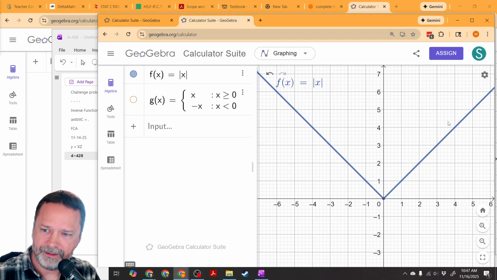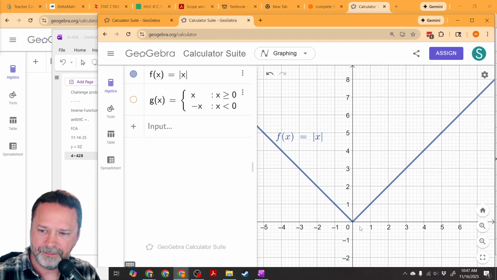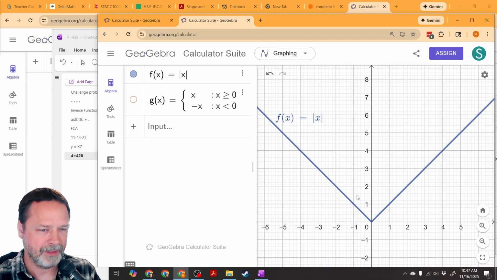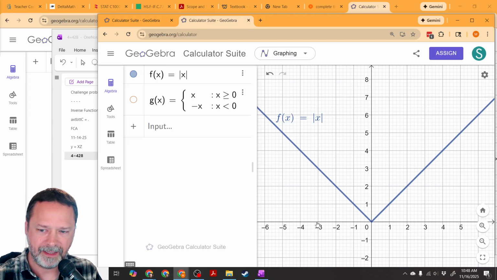Okay, so there it is. It is a V. It's pretty much y equals x going this way, and it's y equals negative x going this way. And why is that? Well, because an absolute value is the value of the input from 0. So if you plug in a negative value, say negative 3, what's its distance from 0? It's 3. So you get negative 3, comma 3 right here.